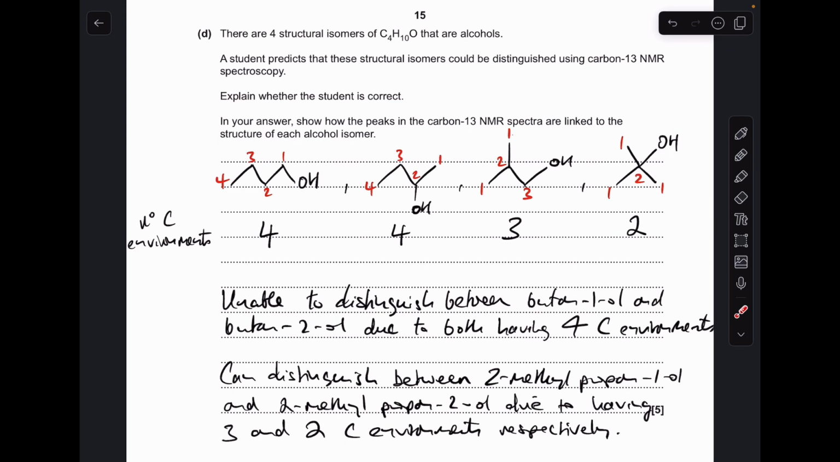I'll just quickly read through my answer in case you can't decipher my scribble. I'm saying unable to distinguish between butan-1-ol and butan-2-ol because they've both got 4 carbon environments. However, we can distinguish between 2-methylpropan-1-ol and 2-methylpropan-2-ol due to them having 3 and 2 carbon environments respectively.